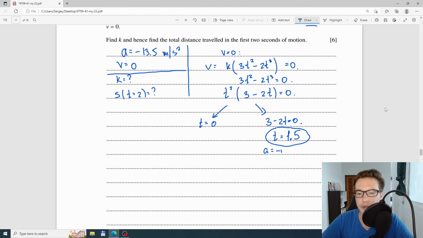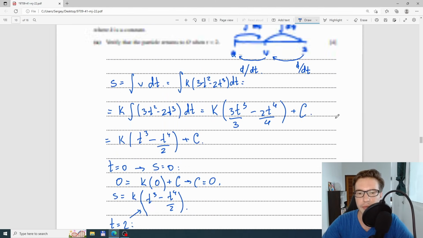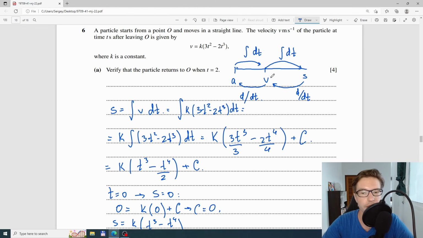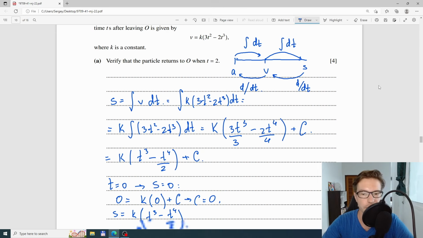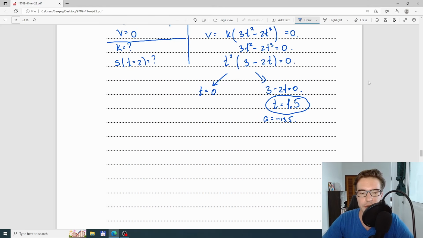Now that means if t equals 1.5, then acceleration is going to be minus 13.5. Now, how do we get the formula for acceleration? We know the one for the velocity, and remember, to get from velocity to acceleration, we'll have to differentiate with respect to t. So a equals d over dt of k times 3t squared minus 2t cubed. I'll have to differentiate this, so bring k outside, differentiate the bracket, got 6t minus 6t squared.